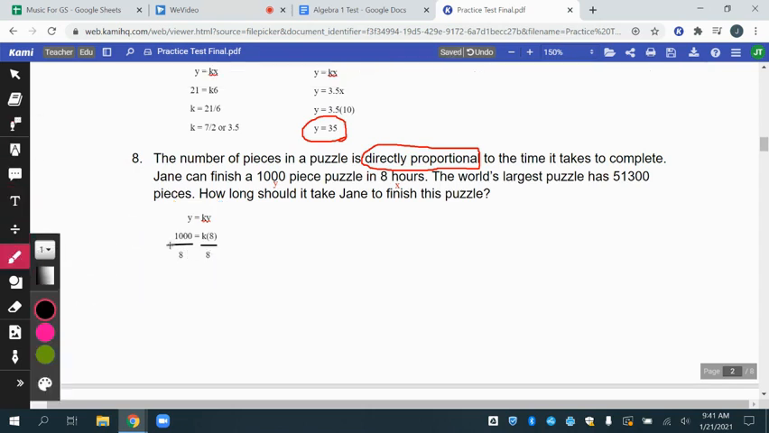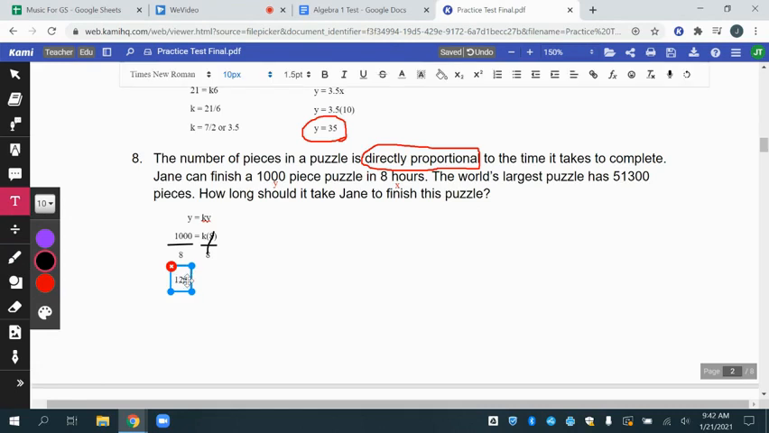Figure out what 1,000 divided by 8 is. I believe it's 125, but I'll double check. 1,000 divided by 8. Let's do it. 1,000 divided by 8. 125. Very good. Okay. So 125 equals K. Okay, so I know K equals 125 now.